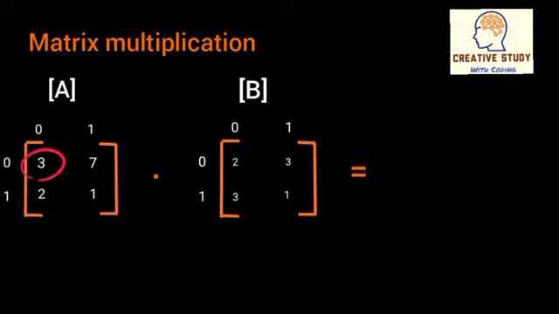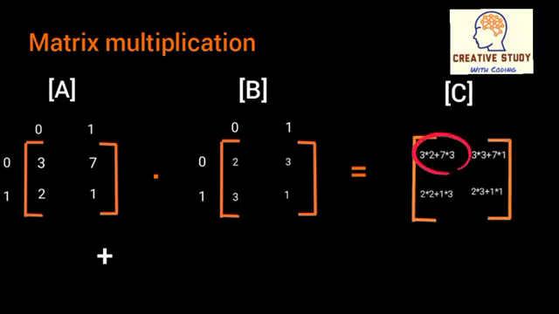Since 3 is the first element of the first row of matrix A and 2 is the first matching element of the first column of matrix B, 3 and 2 will be multiplied together, and 7 is the second element of the first row and 3 is the second matching element of the first column, so they will be multiplied together. Finally, sum them up, and this is going to be the first element of the first row of matrix C, that is, the product matrix.